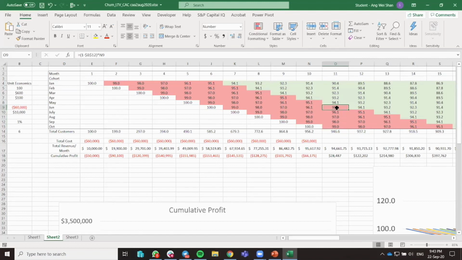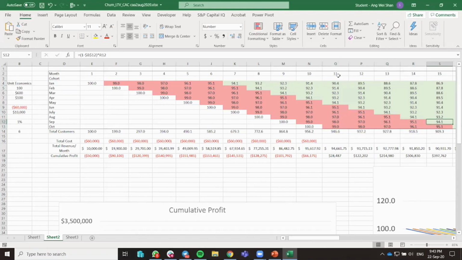So why is the cohort in June not profitable? Because they are only how many months in? 1, 2, 3, 4, 5, 6. They're only 6 months in, and only on the next month they'll be profitable. So the same goes for July, August, September, October. They'll be profitable on this month.